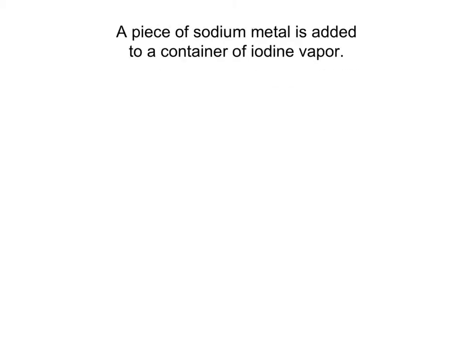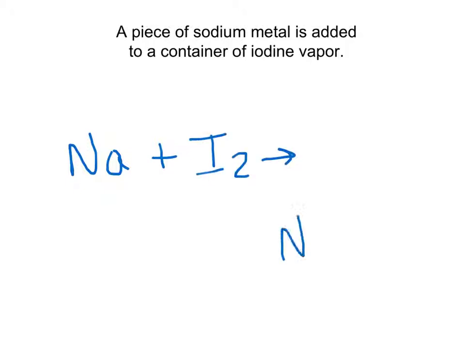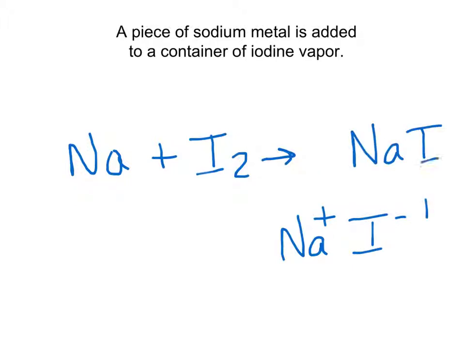In this reaction, we don't really care about the states of the elements, whether it's a vapor or a solid metal. We just want to know what elements are involved. And so in this case, we have sodium. Remember, elements by themselves are not charged. We have iodine, which is diatomic. And then we're going to use the charges of the 2 elements to make the formula. So we have NaI, and then we'll balance the equation.